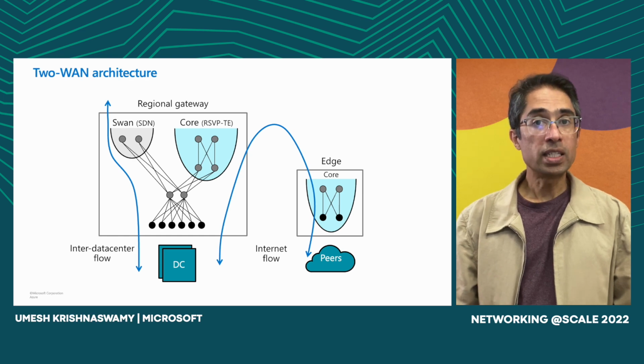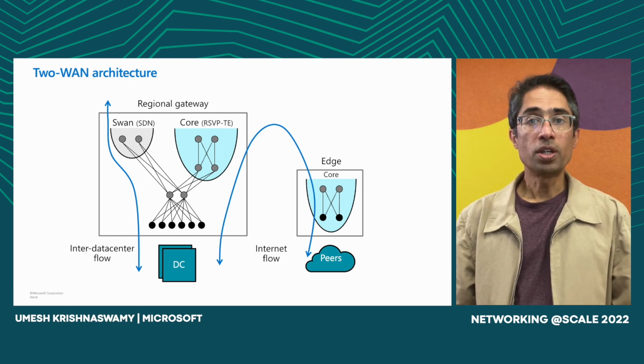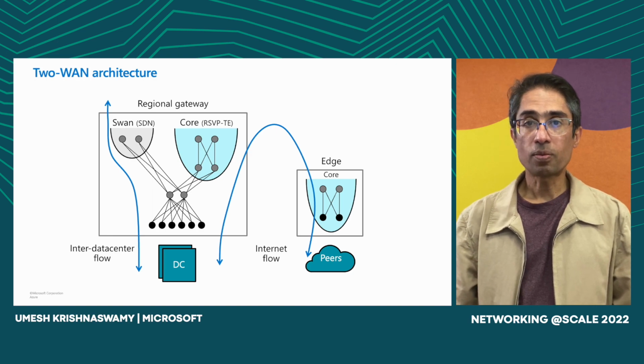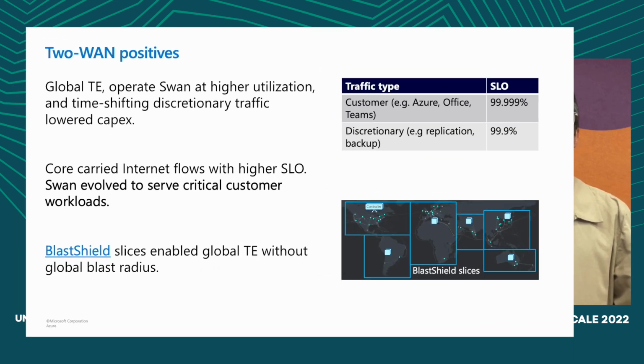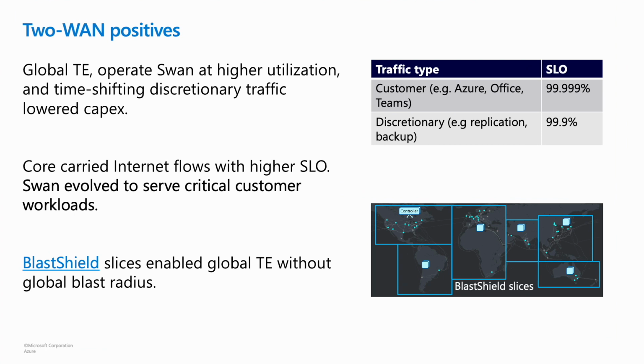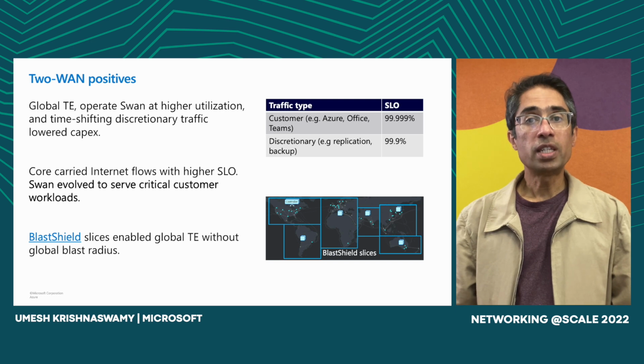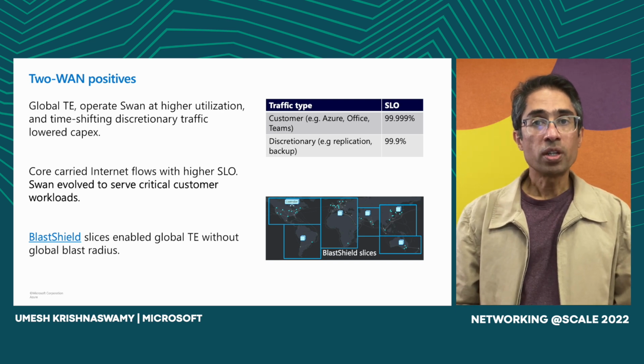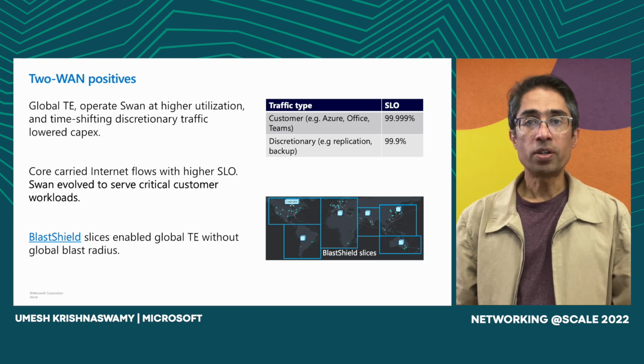Swan uses SDN traffic engineering, and core uses RSVP traffic engineering. Swan uses global knowledge and achieves much better performance. It can time shift less important traffic and decrease congestion. Not only did this improve the SLO of internet traffic on core, Swan evolved to carry mission-critical customer workloads with high SLO. We developed Blast Shield, which allowed us to do global traffic engineering without global blast radius.